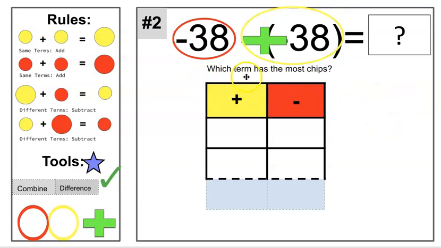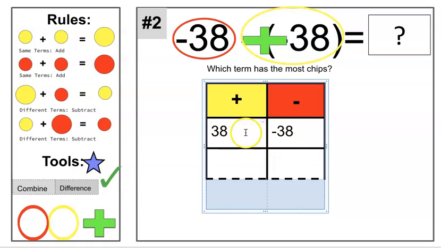And we want to know which term has the most chips, because when we answer that question, that's going to be the sign to our answer. So we're going to put negative 38 here and positive 38, okay? And you're looking at this and you're like, well, which one is the one with the most? Usually we can put our star, but in this one, we have to make an equal amount of chips, an equal amount of positive 38 chips, and we have to draw negative 38. So we're not going to use our star.